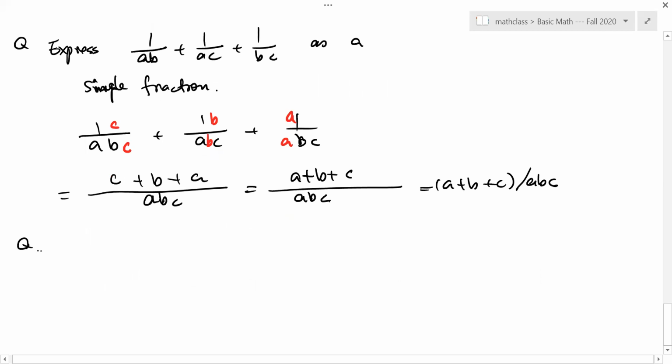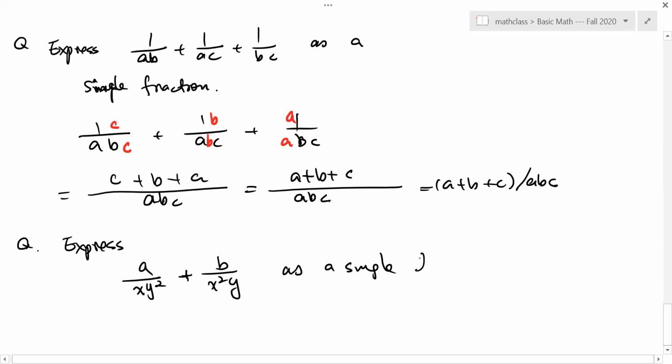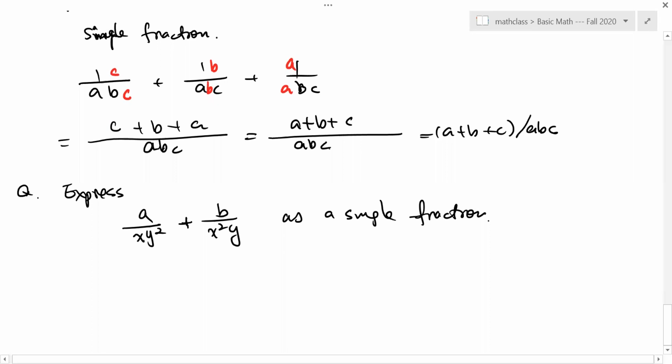All right. The next one. Express, yeah, it looks simple. Yeah, Ethan. Okay, so express A over XY squared plus B over X squared Y as a single fraction. A single fraction. Okay, I'll let you try first.